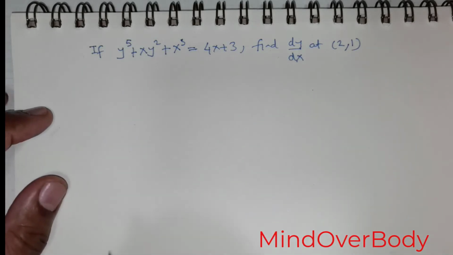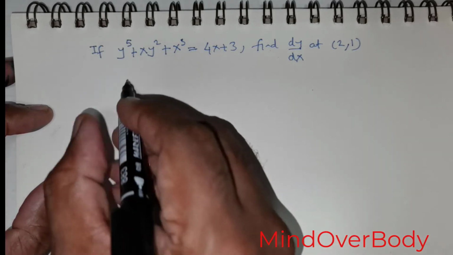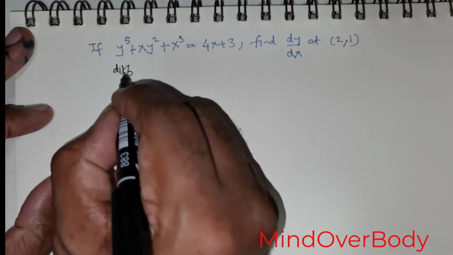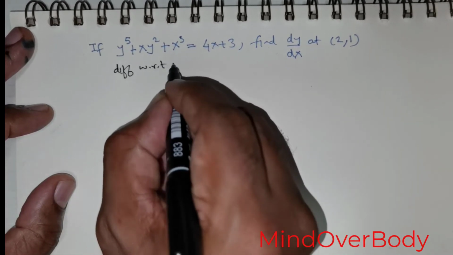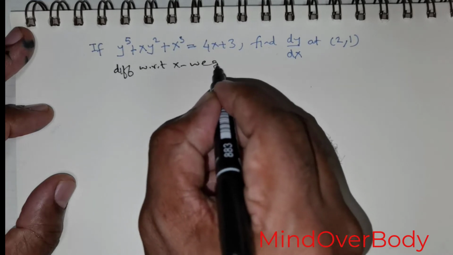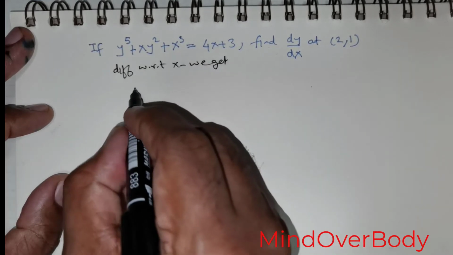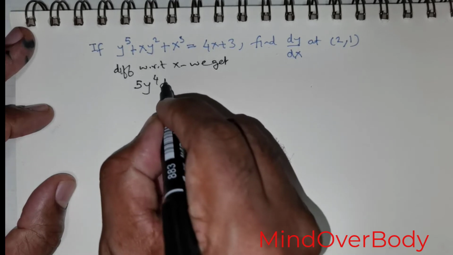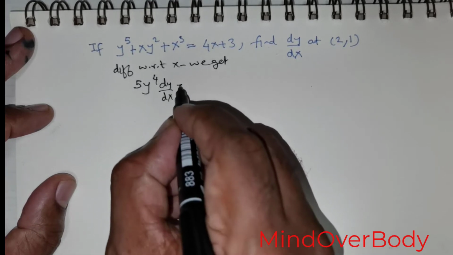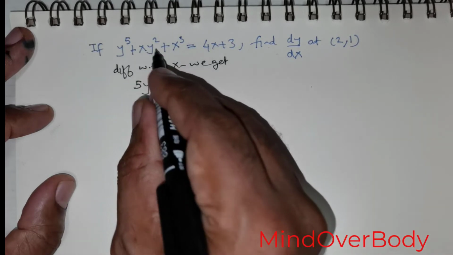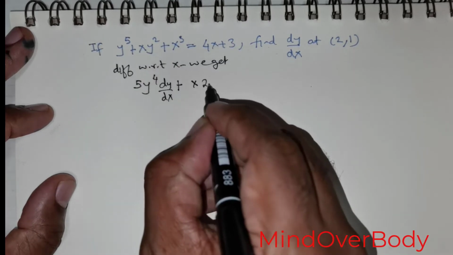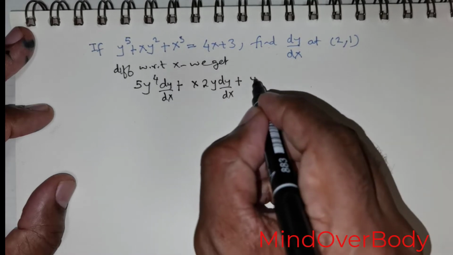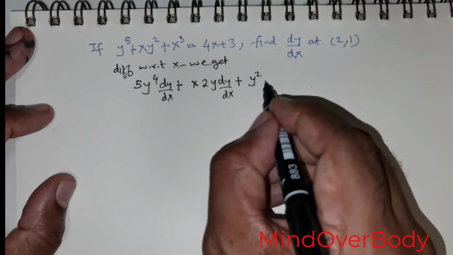We expected to find dy over dx at (2, 1). So foremost we will perform the implicit differentiation. Differentiating with respect to x, we get: the differential of y raised to the power of 5 is 5 times y raised to the power of 4 times dy over dx, positive, this is the uv formula. So x times 2 times y times dy over dx, positive y squared into the differentiation of x, which is 1.